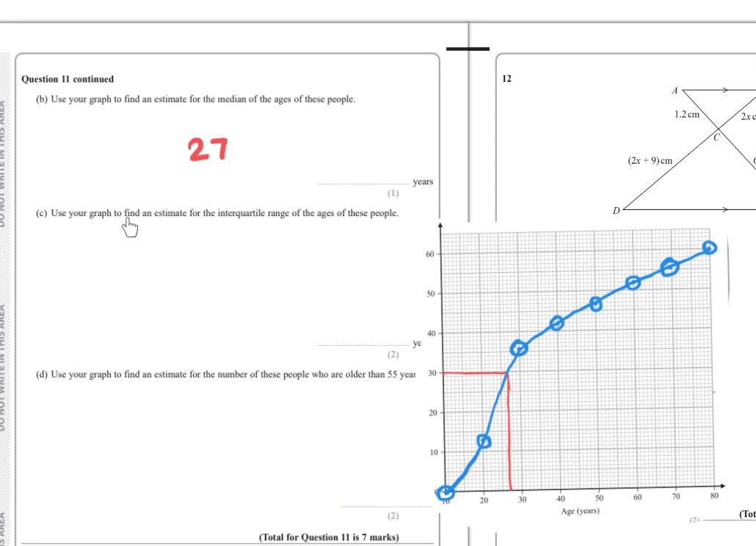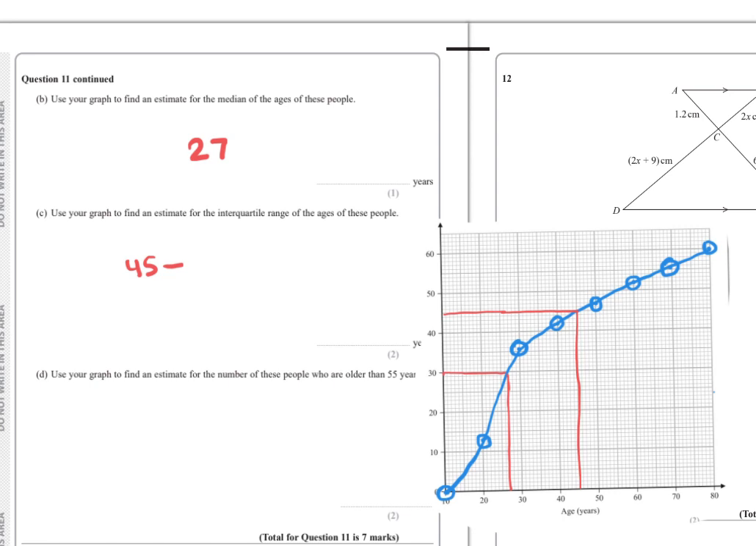C. Use your graph to find an estimate for the interquartile range. To find the interquartile range, you need to find the upper and lower quartiles. For the upper, 3 over 4 multiplied by 60 is 45. From 45, draw a horizontal line, intersect the curve, then find the corresponding value. This is the upper quartile. It is 45, so the upper quartile is 45.